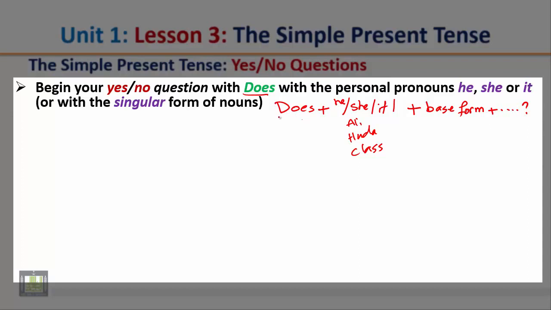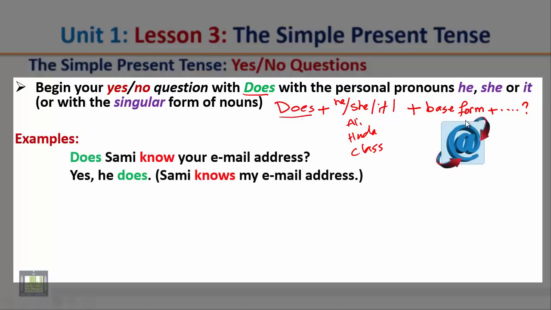So again, start your question with does plus he, she, or it, or any singular noun, Ali, Huda, class, etc., plus the base form of the verb without s. So remember that when we start the question with does, delete the s or the es. Examples. Does Sammy know your email address? Notice here, the question starts with does, then we have a singular noun. After that, we have the base form of the verb.